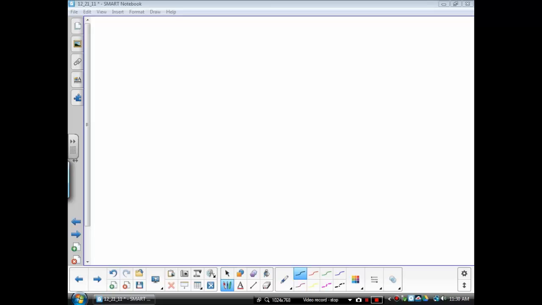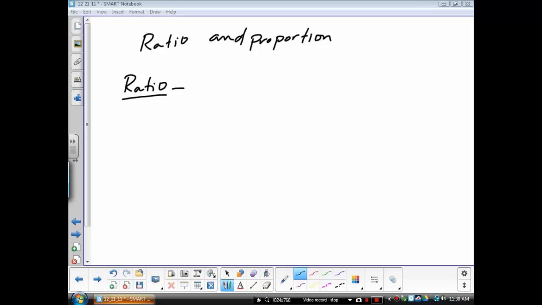All right, we're going to be looking at page 241, and this chapter is a lot about ratio and proportion. So we're going to take a look first off at what do these words mean. What is a ratio? What is a proportion? A ratio is a way to compare two values using a fraction or using division.